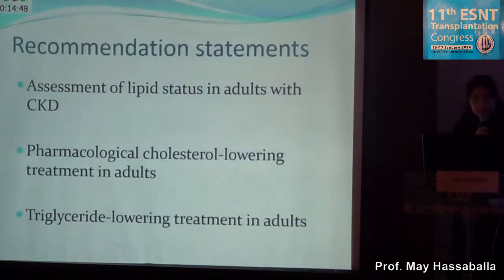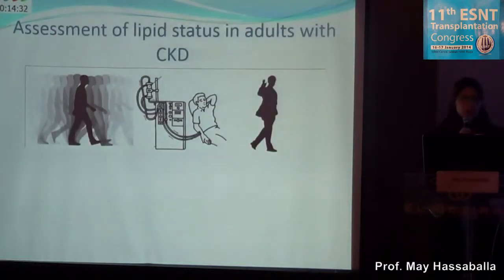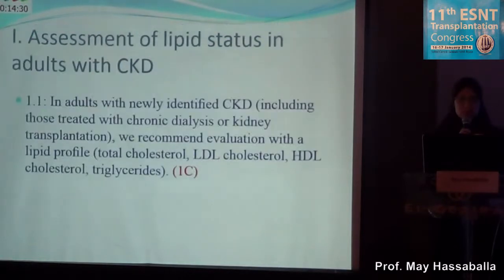So I'm going to be speaking about the recommendation statement now, and they are divided into three. First, assessment of lipid status in adults with CKD, and then pharmacological cholesterol-lowering treatment in adults, and triglyceride-lowering treatment in adults. So starting first with the assessment of the lipid status in adults with CKD, the first statement says that in adults with newly identified CKD, including those treated with chronic dialysis or kidney transplantation, we recommend evaluation with their lipid profile, including total cholesterol, LDL cholesterol, HDL cholesterol, and triglycerides, and this is graded as 1C.